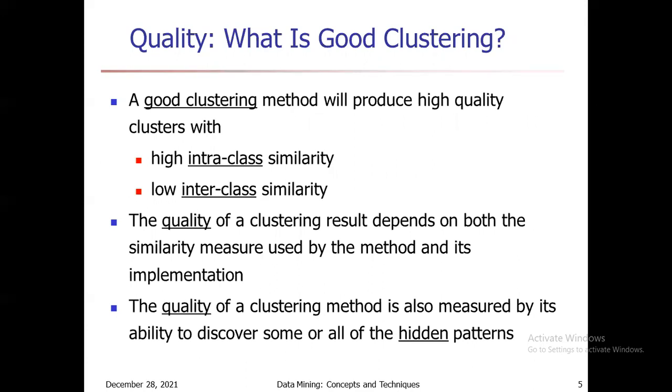So a good clustering method will produce high quality clusters with high intra-class similarity and low inter-class similarity. The intra-class means within the class only. Okay, that is called a good clustering. And again the low inter-class means class to class. Okay, the classes are different here. That's why it is called inter-class similarity.